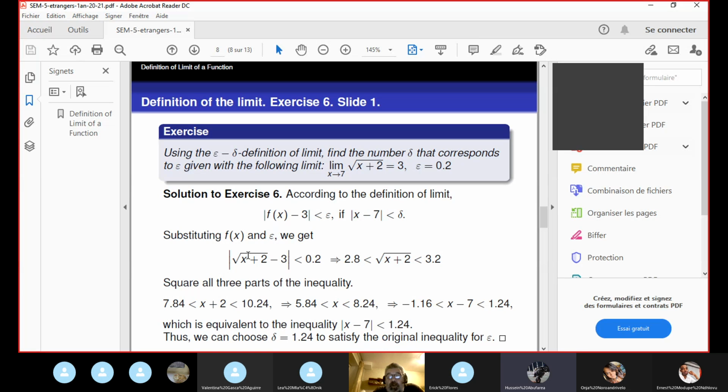Yes, I agree. So the absolute value, due to the definition of the absolute value, of x minus 7 is less than 1.24. Then you see, if I take delta 1.24, then the initial or original inequality, the absolute value of f of x minus 3, will be less than 0.2, that is less than epsilon. Agree? Yes.